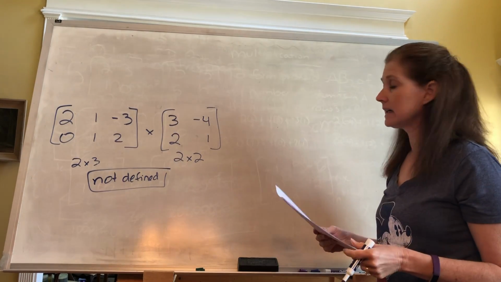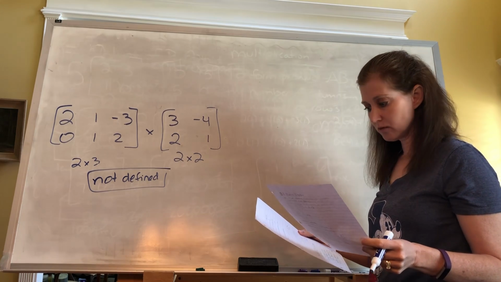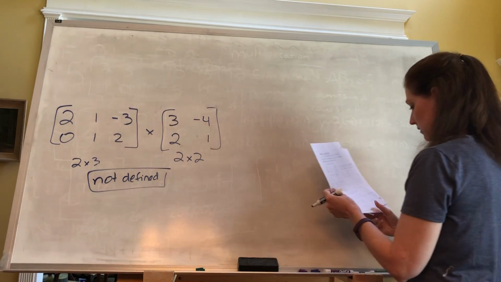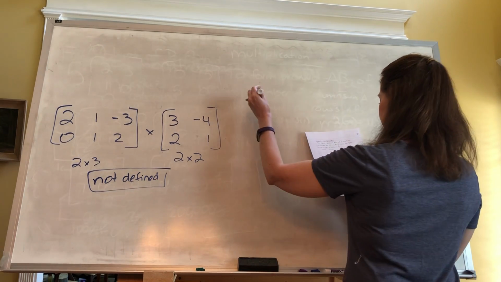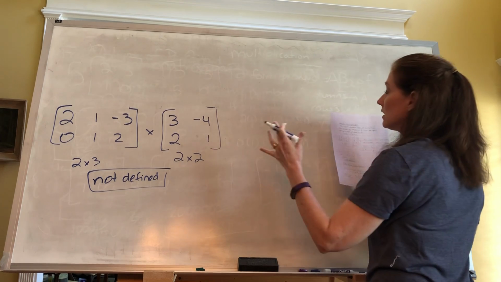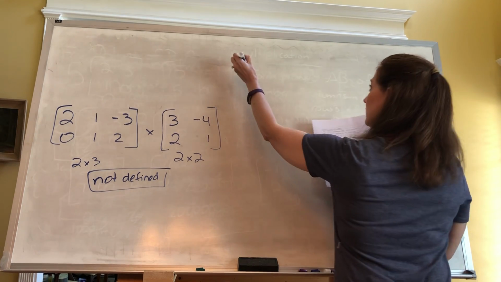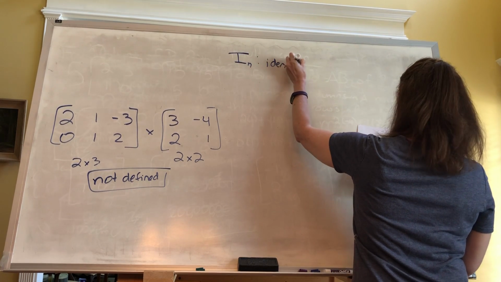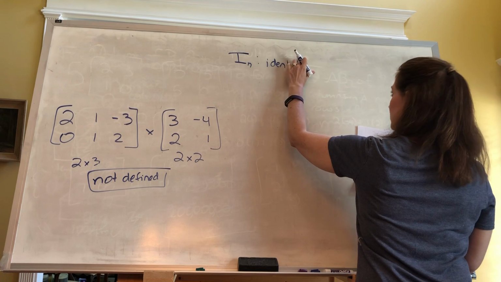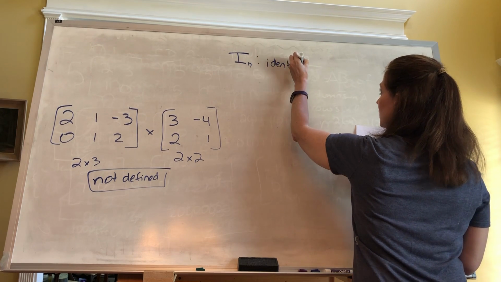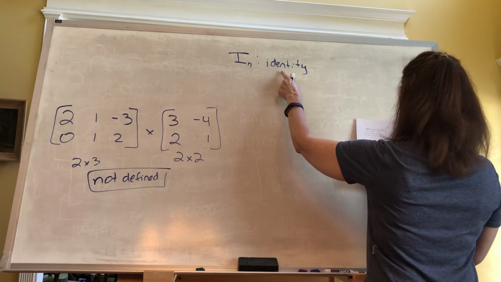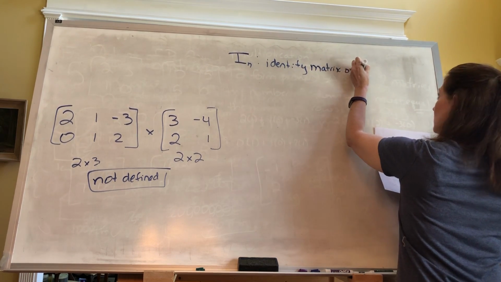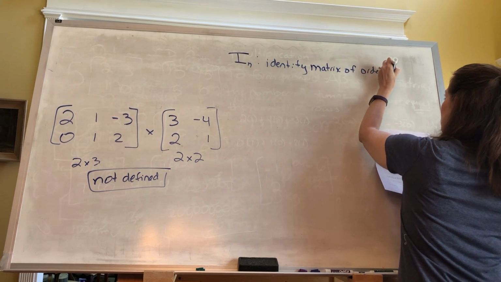Alright, so identity and inverse matrices. The identity matrix is always going to be a square. Actually, it doesn't always have to be this way, but this is what we're doing. So, identity matrix of order n times n.